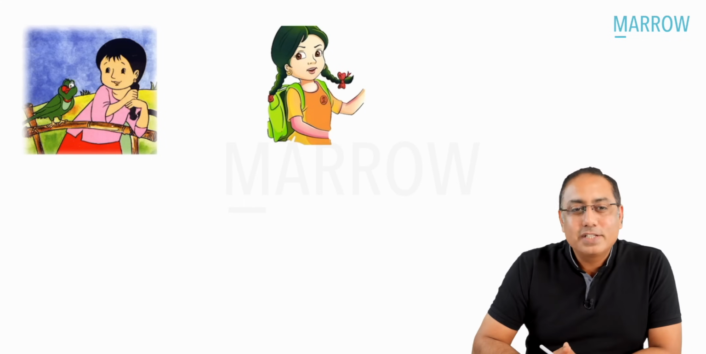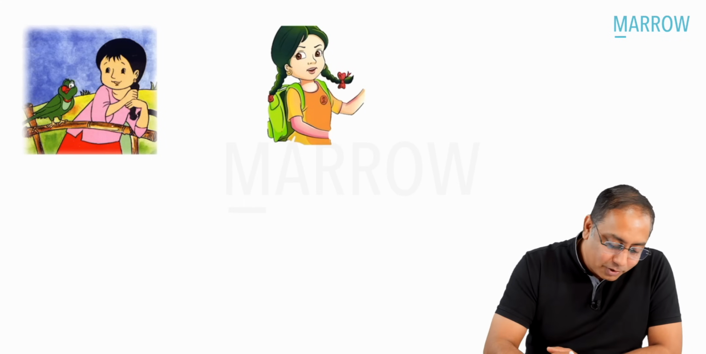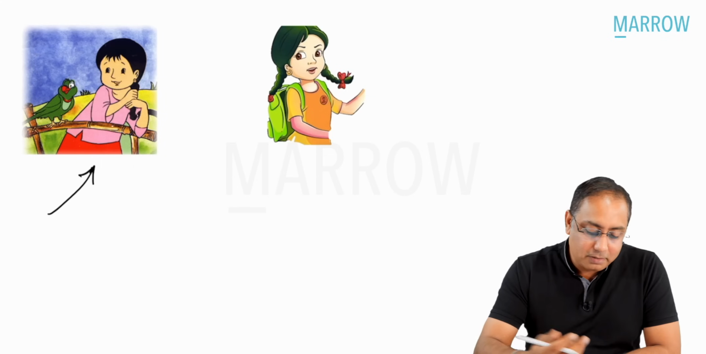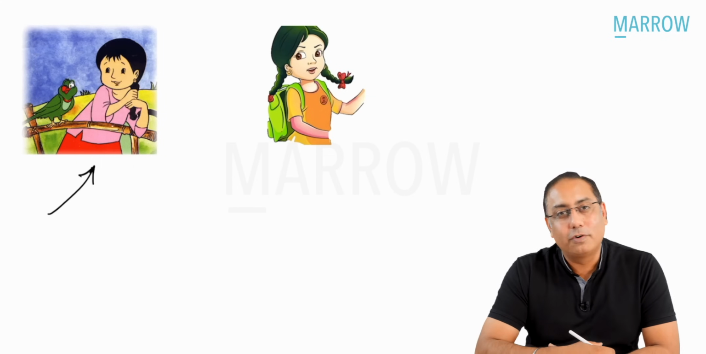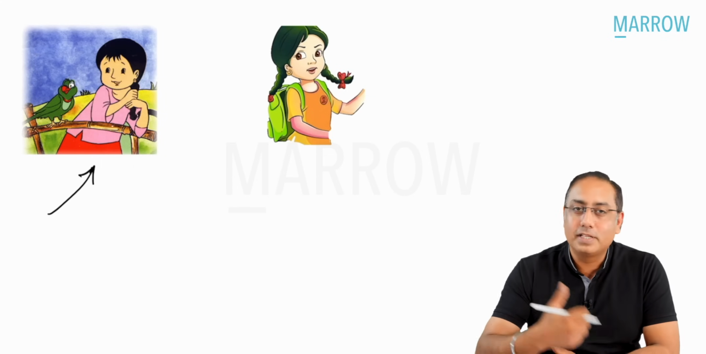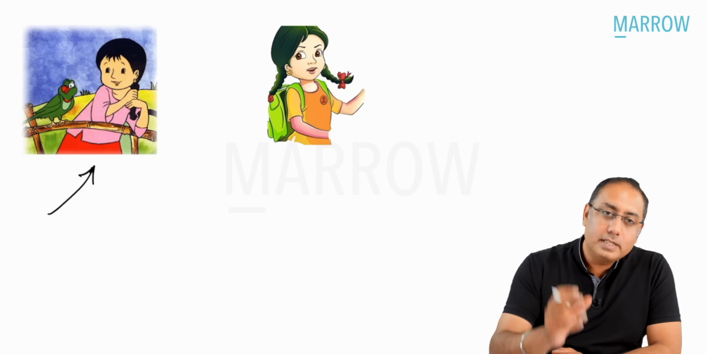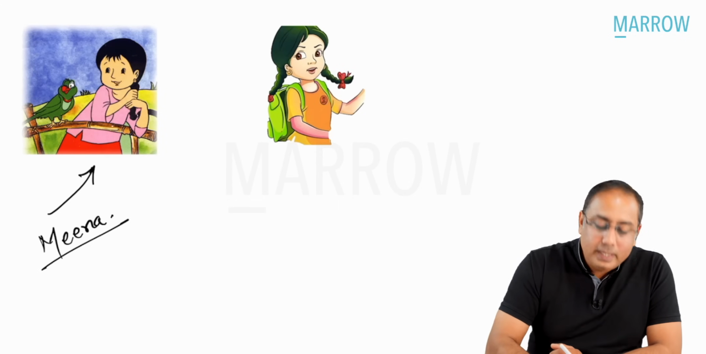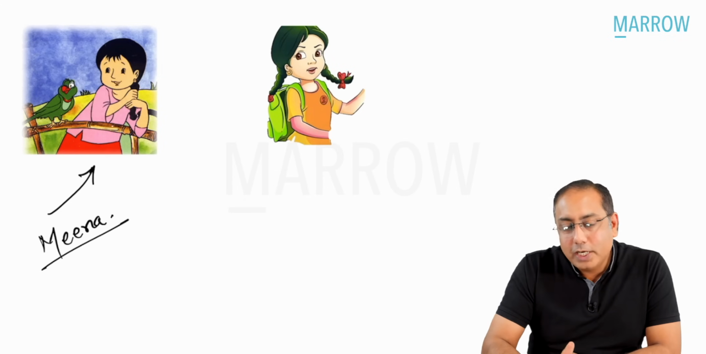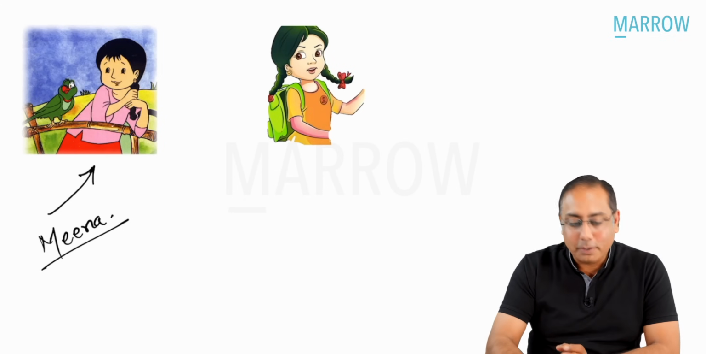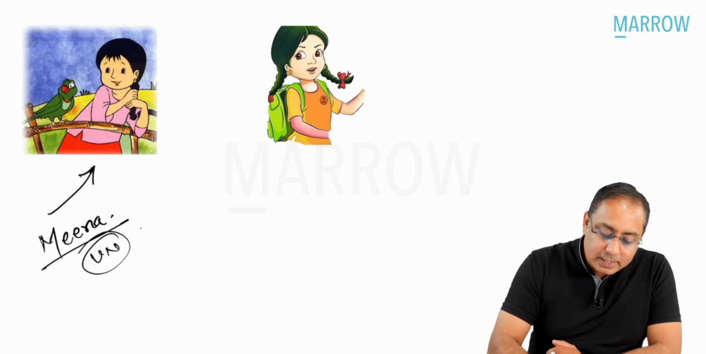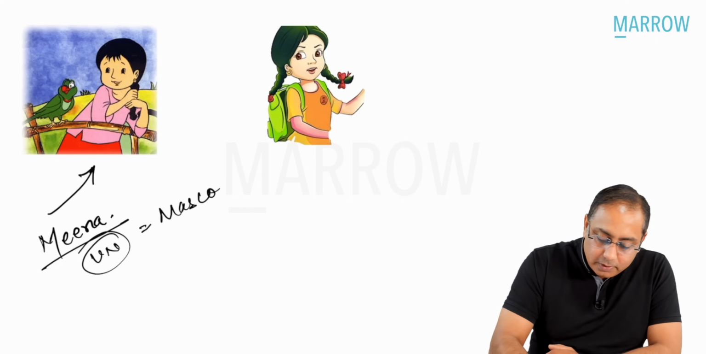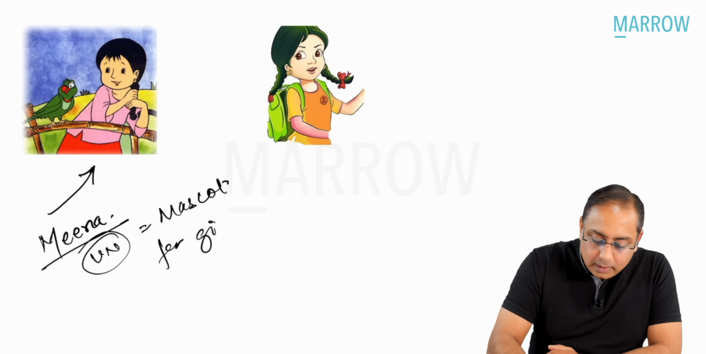Next in line, what is this logo or symbol? It's actually not a logo. This is, you can say, a mascot for one of the programs. You see over here a parrot. So just remember, this is Meena. Meena, beta, is a small girl child. It's a cartoon character which has been adopted by the United Nations as a mascot for girl empowerment.